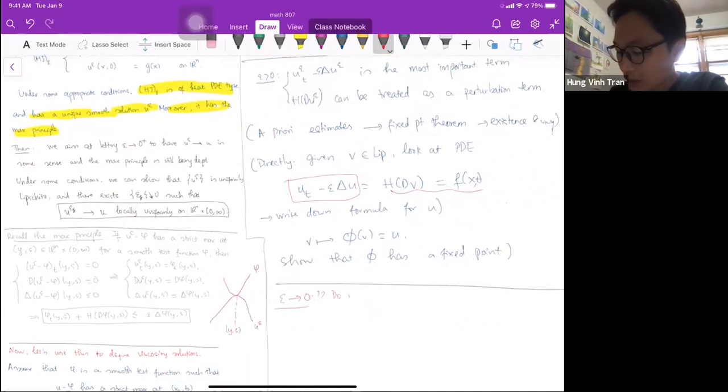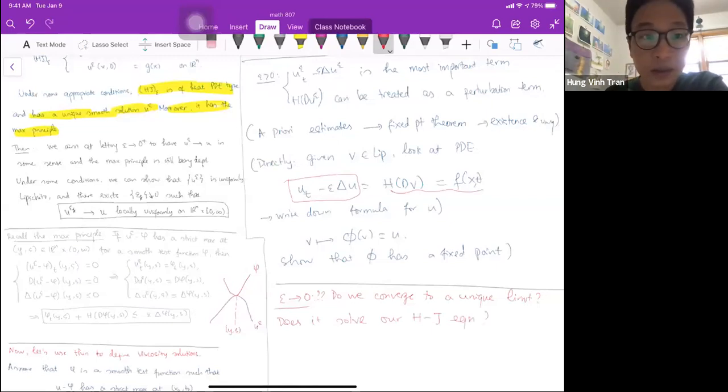Do we converge to a unique limit? Does it solve our Hamilton-Jacobi equation? Okay, so that's sort of the question.